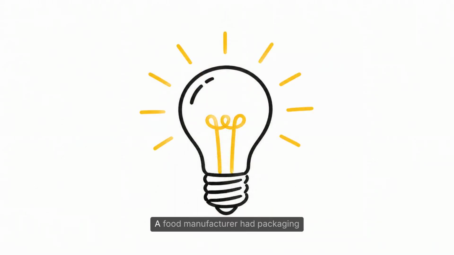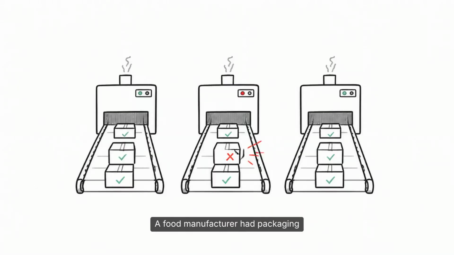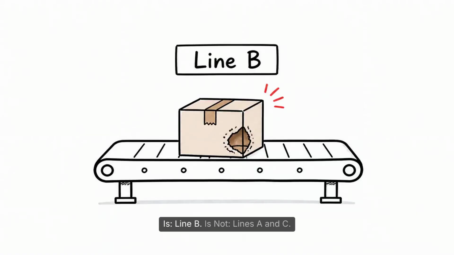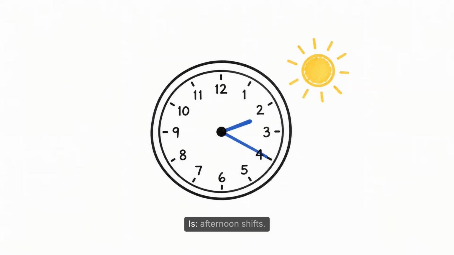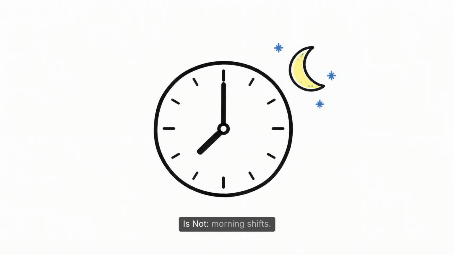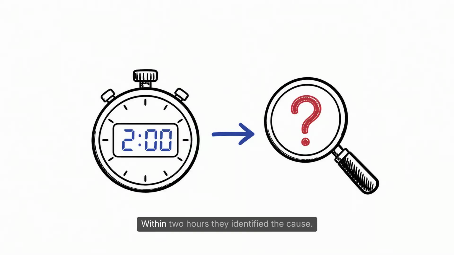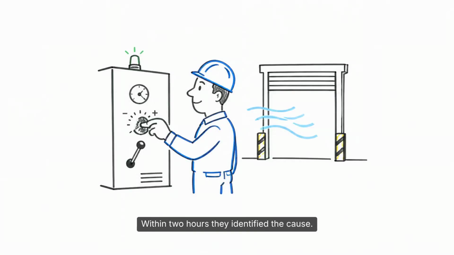Here's a real example. A food manufacturer had packaging defects appearing on one of 3 identical production lines. Is, line B. Is not, lines A and C. Is, afternoon shifts. Is not, morning shifts. Within 2 hours, they identified the cause. The afternoon crew had slightly adjusted the ceiling temperature to compensate for a draft near the loading bay.